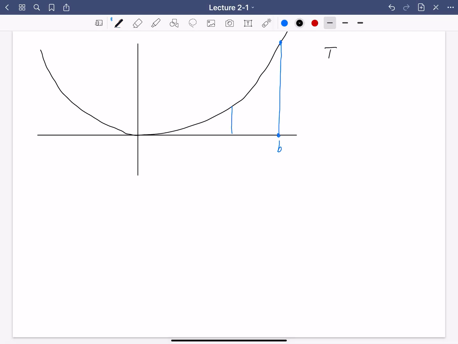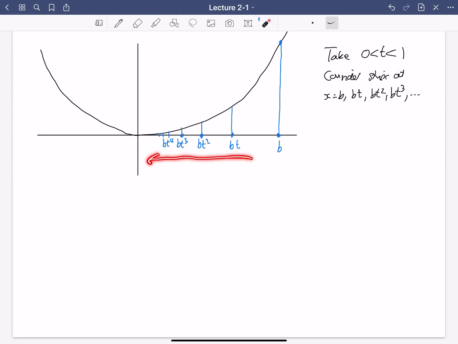So he wanted to take some 0 less than t less than 1 and consider strips at x equals b, x equals bt, bt squared, bt cubed, and so on. So the next strip will be at bt, and then we'll go to bt squared, and then bt cubed, bt to the 4, and so on, and t is less than 1. So there's going to be infinitely many little strips, thinner and thinner and thinner strips. But we're cutting that region up into these strips.